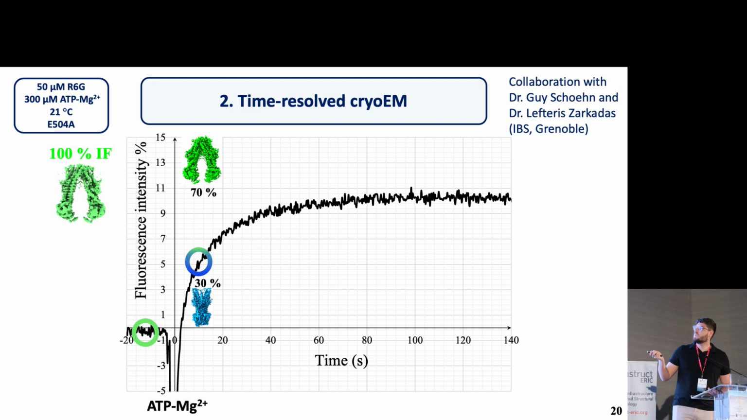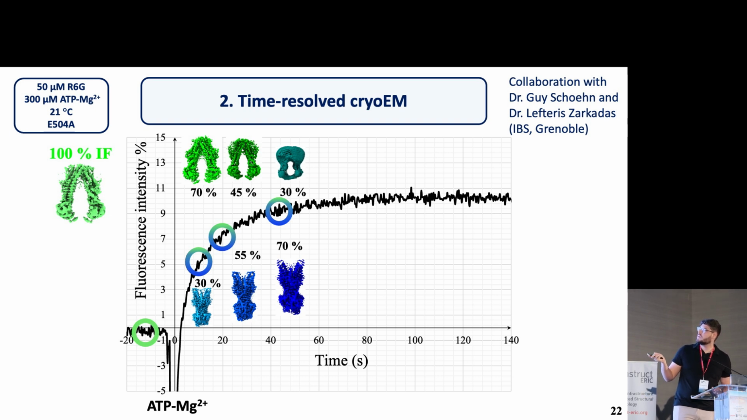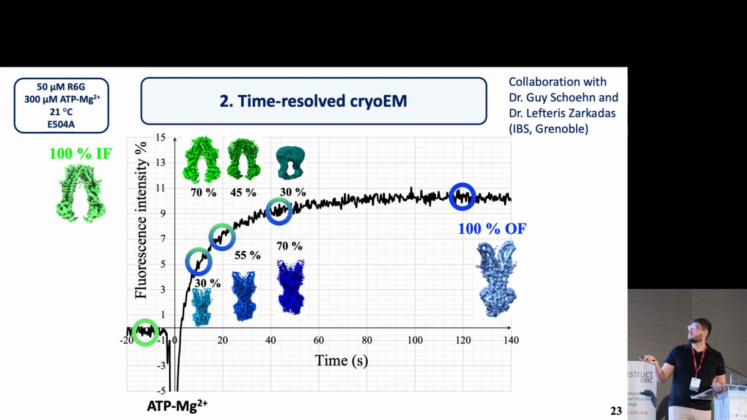Without ATP, we have 100% inward-facing conformation. At the earliest time point, which represents the time to mix the compounds, put them on the grids, blot, and freeze, we have a small amount of BmrA in the outward-facing conformation. At 12 seconds, we have half IF and half OF. At 40 seconds, the majority of particles are in the outward-facing conformation. So over time, the population of outward-facing conformation increases while IF decreases. At the end, we have 100% outward-facing conformation.